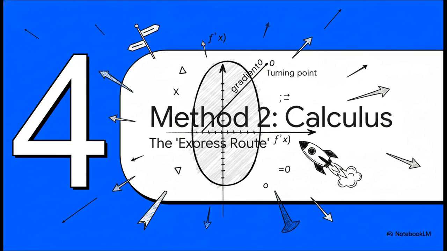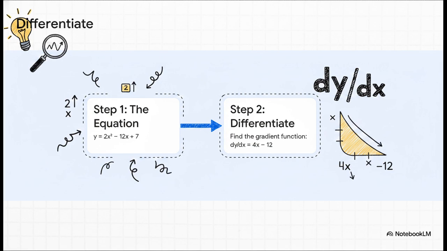Okay, on to method 2. I call this the express route. If you've done a bit of calculus, this is a super fast and really powerful way to find any turning point. It's all about the gradient. We start with the same equation, of course, but this time, the first thing we do is differentiate. All that means is we're finding a new formula called dy over dx that will tell us the gradient of the curve at any point we choose.